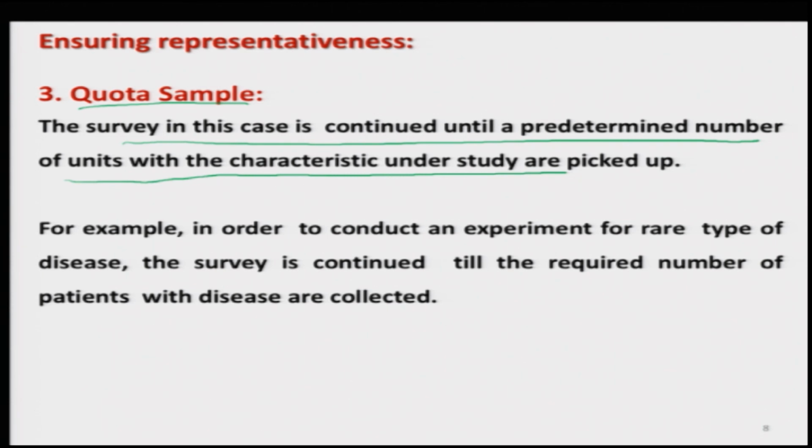So, in that case they have to ask if the person has the disease, and if the person is willing to participate in the study, they will consider it, and they will continue till the predetermined number of sampling units are collected. And the difference is that, in order to collect the predetermined number of sampling units, how many sampling units they have to draw, how many persons they have to ask, that is not known to us. So, this is called quota sample.